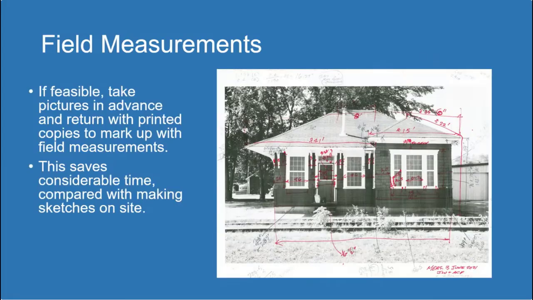So in cases like this, where there is a structure that already exists, it's very handy to take photos in advance and return with printed copies so you can mark them up with your dimensions as you take them. This saves a lot of time compared with making sketches on site, and it's also less likely that you'll make an error. So that's an example of the front of the station that I've measured up.